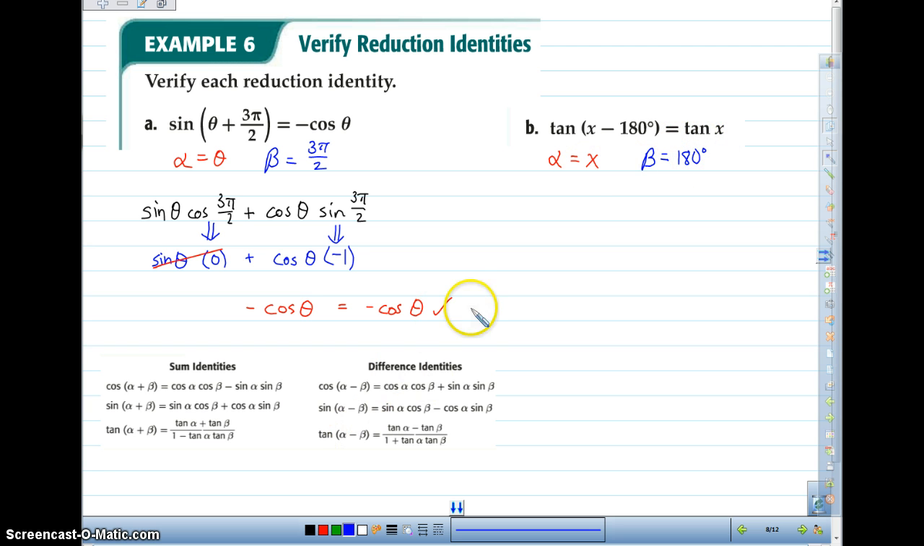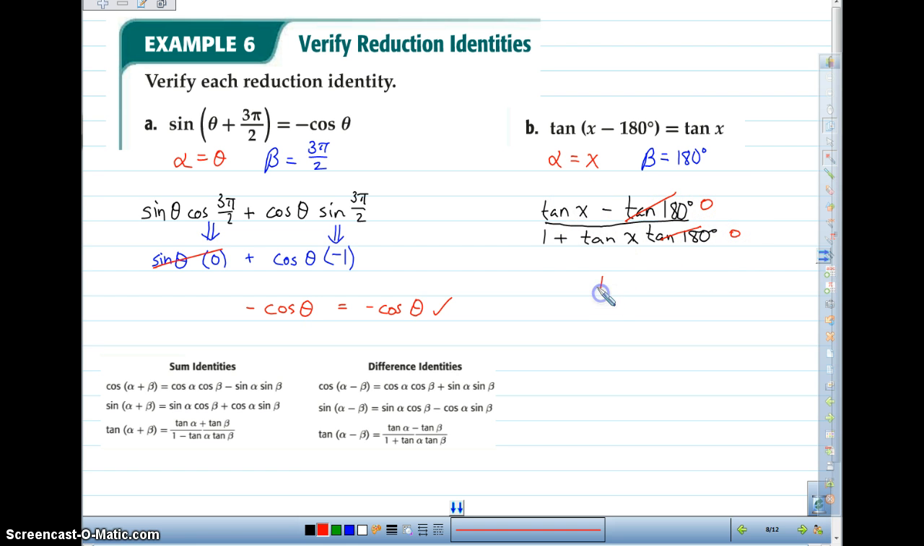So looking at my difference identities, I've got to do the tangent of alpha, so that's the tangent of x, minus the tangent of beta, that's minus the tangent of 180 degrees. And all of that is divided by 1 plus tangent alpha, alpha was x, and tangent of beta, beta was 180 degrees. So we can replace tangent of 180 degrees. If you look on your unit circle, tangent of 180 degrees is 0. So those are going to change to zeros.